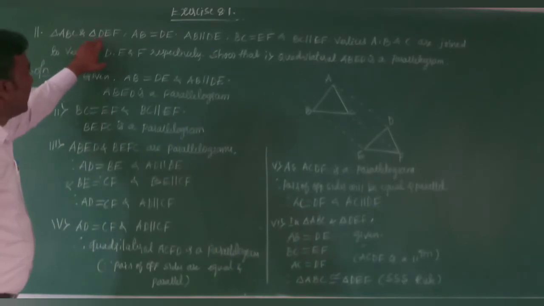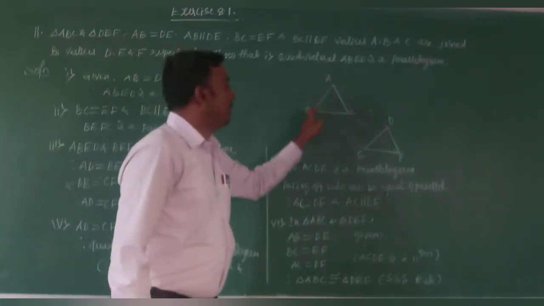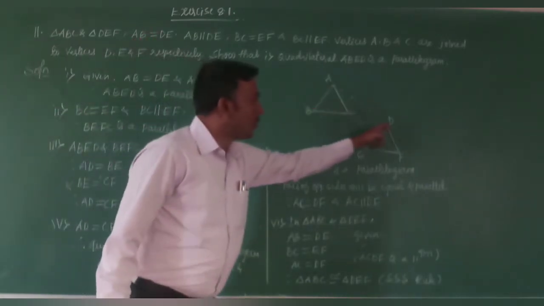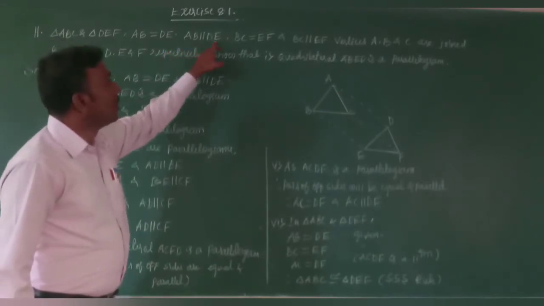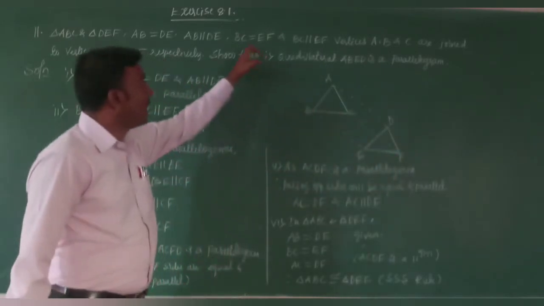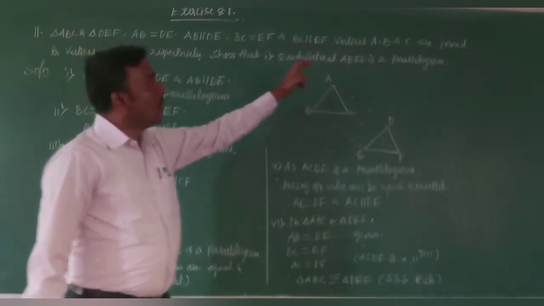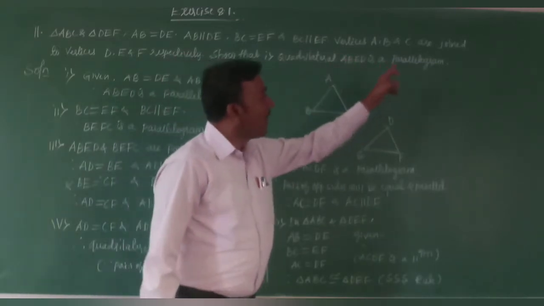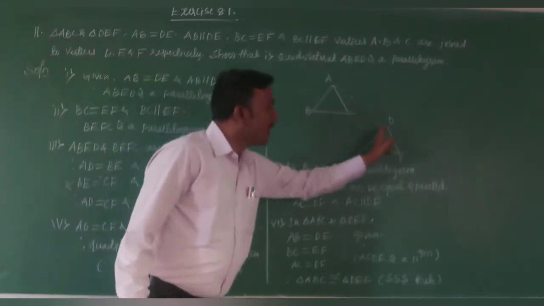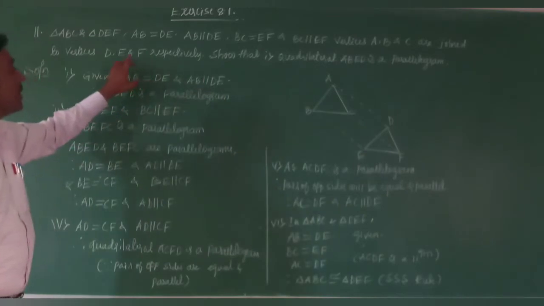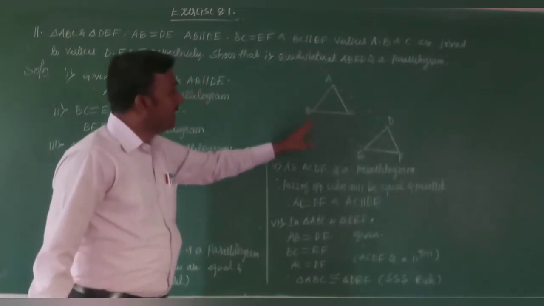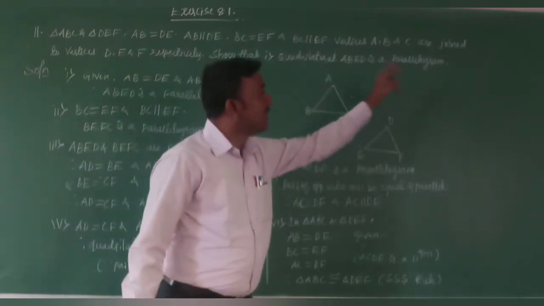The 11th question from exercise 8.1. Triangle ABC and triangle DEF. AB is equal to DE, and AB is parallel to DE. Next, BC is equal to EF, and BC is parallel to EF. Vertices A, B, C are joined to vertices D, E, F respectively. By using this, first, quadrilateral ABED is a parallelogram. First question.